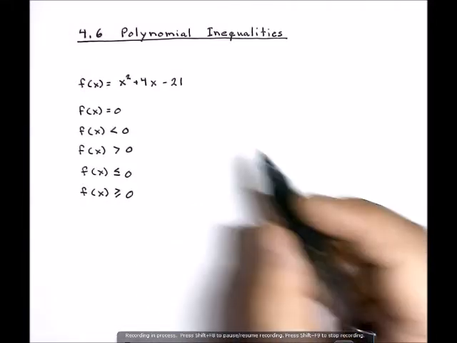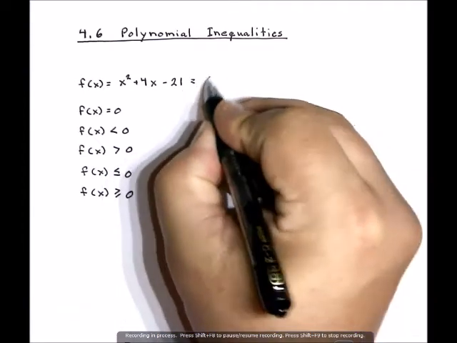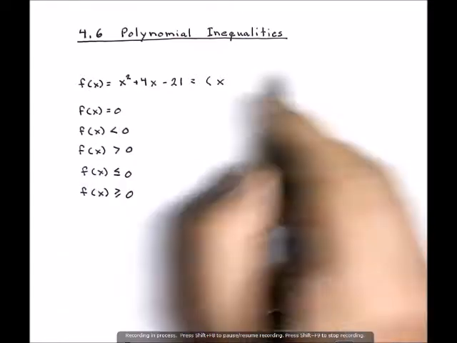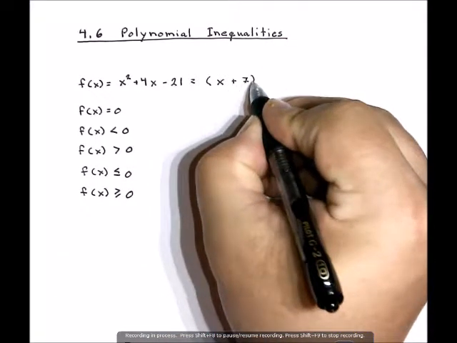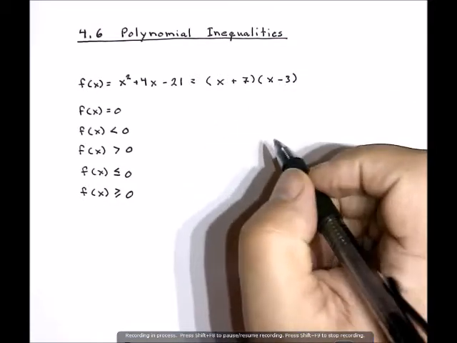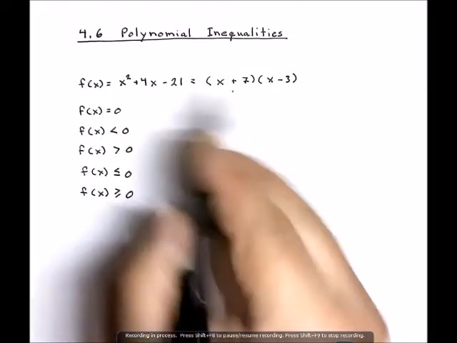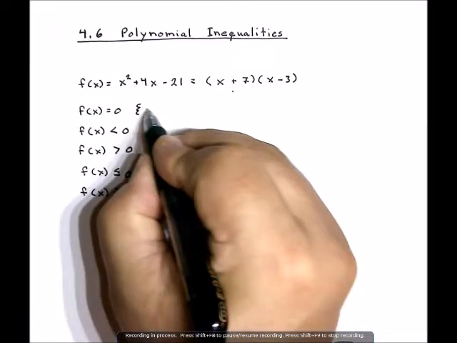So the first thing you need to do, and we've done this part before, is factor it. Let's see, 2 factors of 21, opposite signs that add up to positive 4 would be positive 7 and negative 3. So this would give me zeros at negative 7 and positive 3. So the solution set here is negative 7, positive 3.